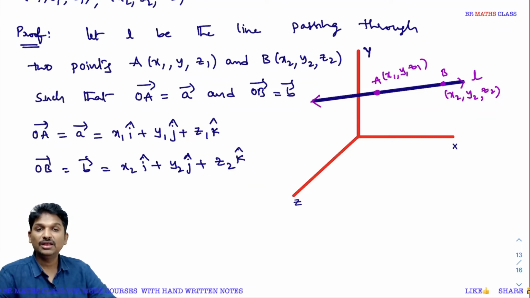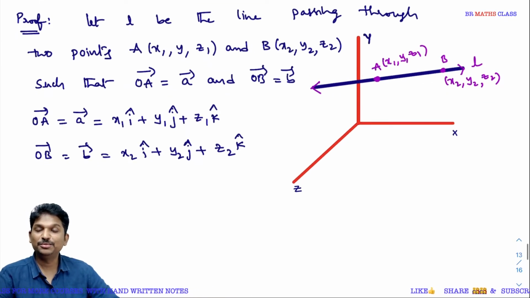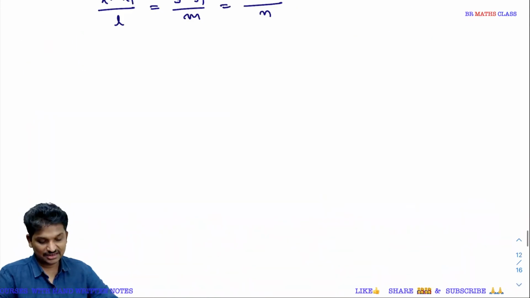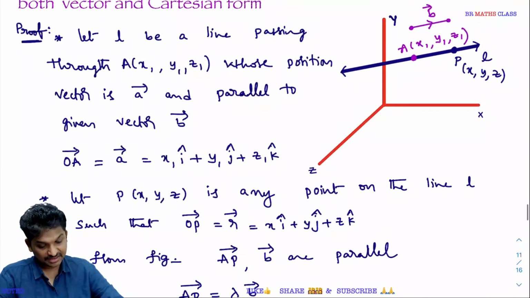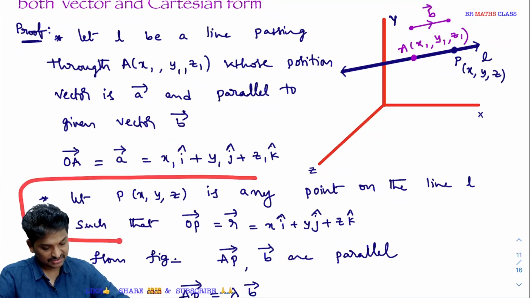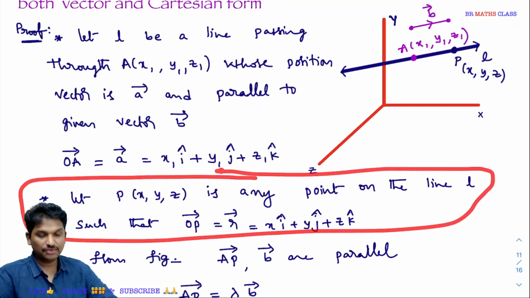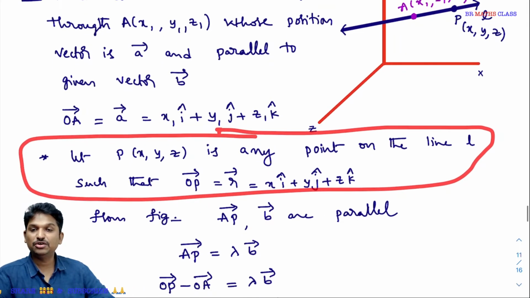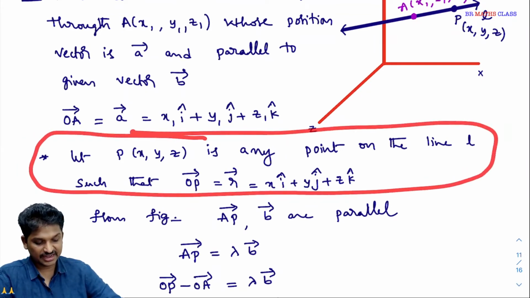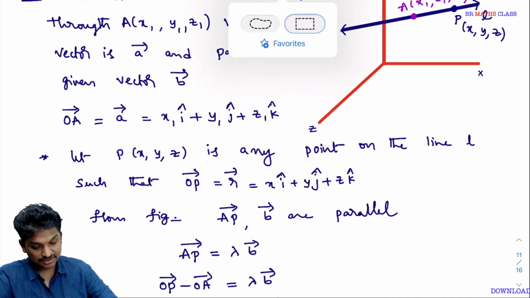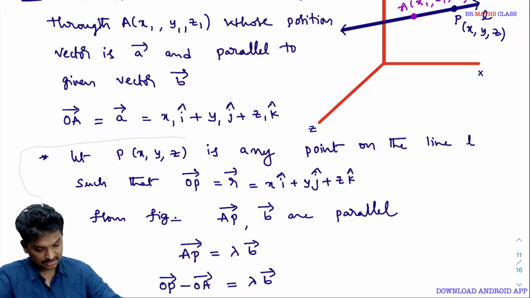Okay, now to do this problem, in last what we did after writing the given data, look here, what is the step we written? First there is a line passing through point A parallel to given vector B bar. After that, what is the step you written? See, let P of x comma y comma z be any point on the line L such that OP bar equal to, same point we will take, right? Same concept.